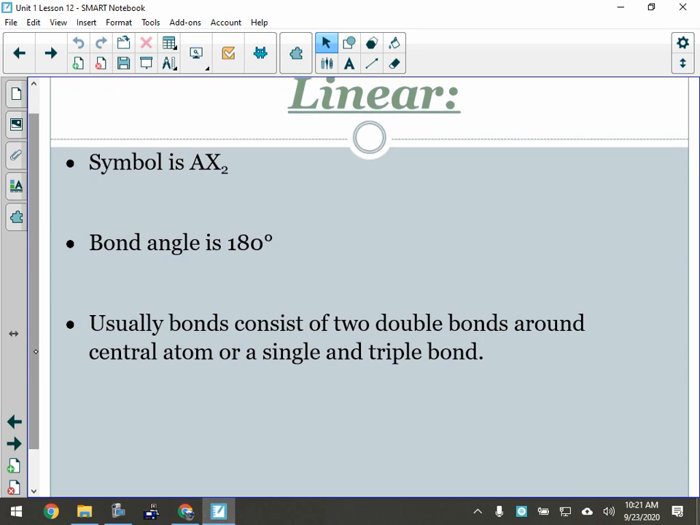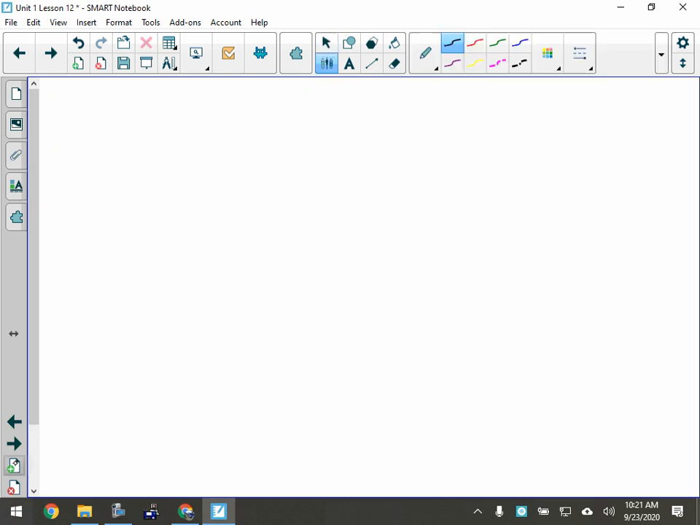But, linear, AX2. We have a bond angle of 180, and usually it has 2 double bonds or a single and a triple. Okay, and I think the first one that we got to was CO2, did we not? I said CO2 is an example of this. And again, you might say, oh, how do you know CO2 is an example? Well, because we're starting the examples, yes? So I know that this would be an example that would fit into linear.